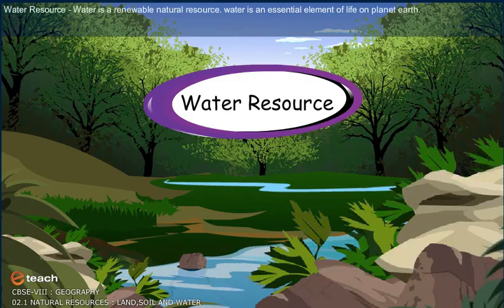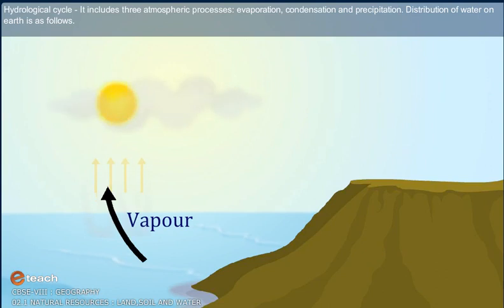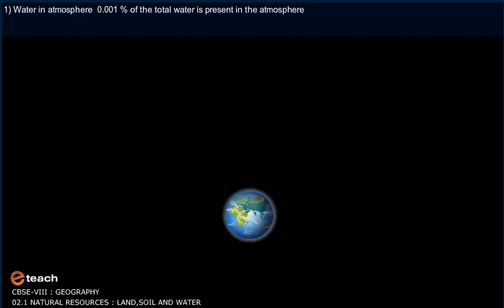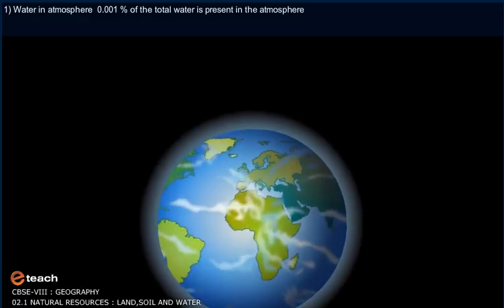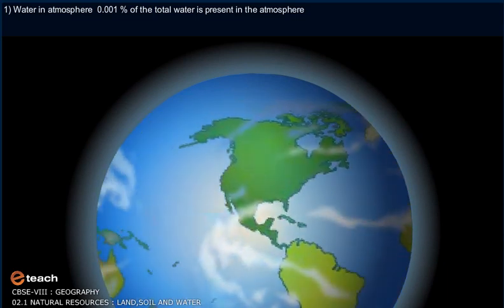Water resources. Water is a renewable natural resource. Water is an essential element of life on planet Earth. Hydrological cycle. It includes 3 atmospheric processes: evaporation, condensation, water in atmosphere. 0.001% is found in gaseous form.